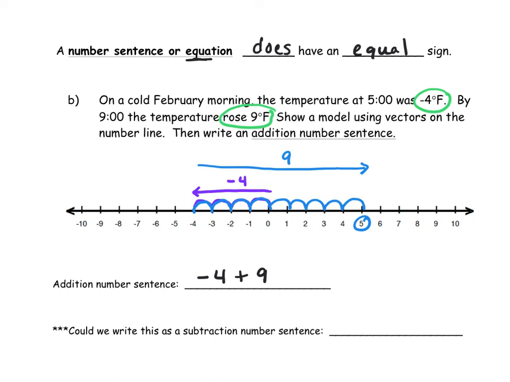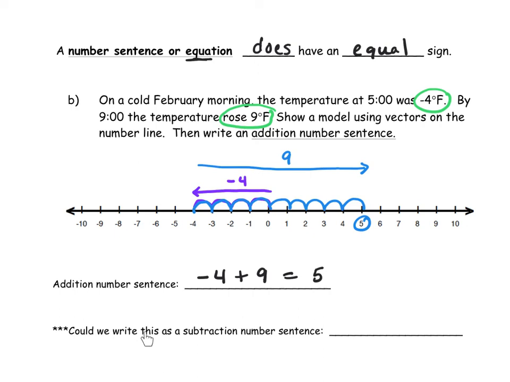But what they want is a number sentence. So I need to know what it equals. So I'm going to put that equal sign, and since we modeled with the line, we can tell that this is 5. Also, if you used your rules, a negative plus a positive, we have to subtract and then keep the sign of the number with the highest absolute value.